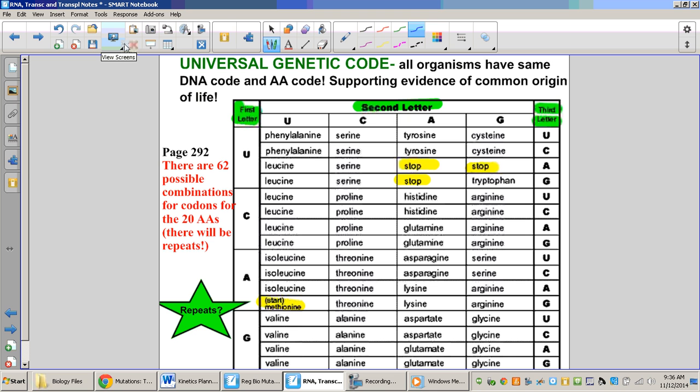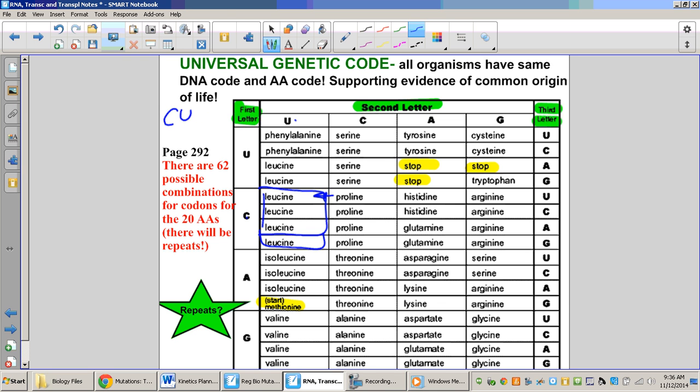All right, looking here, CUU, do you see it? CU. So we're looking in this quadrant here, and then U right here. So here's the one we were talking about, CUU. What other mRNA codon could you mutate to, but still calls for leucine?